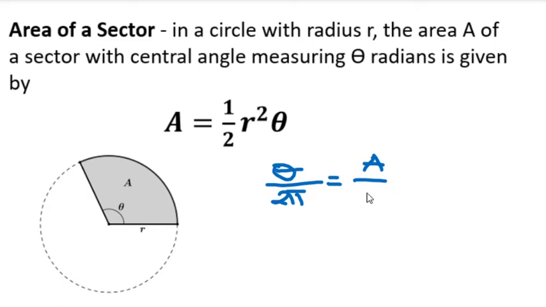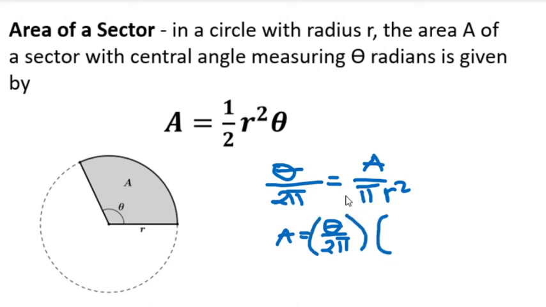So, ano ba yung area ng circle? Di ba ang area ng circle, yan ay equal sa pi r squared. And then, dahil sa itong ratio proportion na ito, we need to isolate A para makuha natin yung formula ng area of a sector. So A now is equal to theta over 2 pi times, of course, itong pi r squared natin.